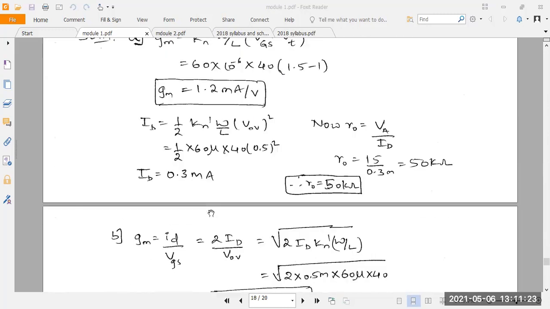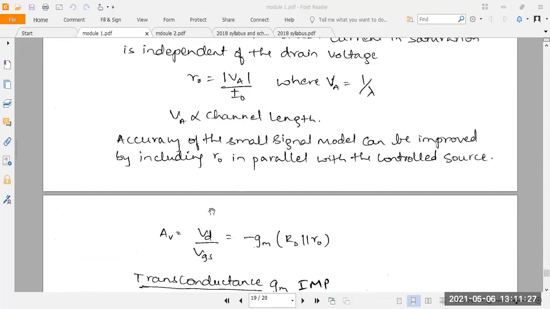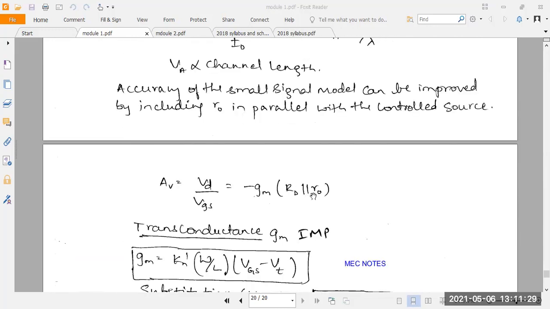So for that, you write the equation in the form of RD in parallel with ro. It means we are going to find the total output resistance of the amplifier, and multiply by the gm.